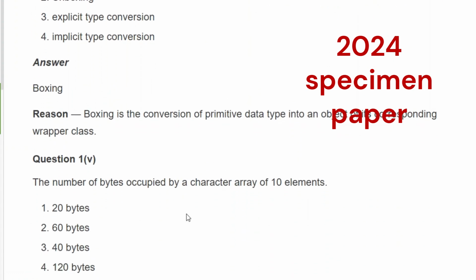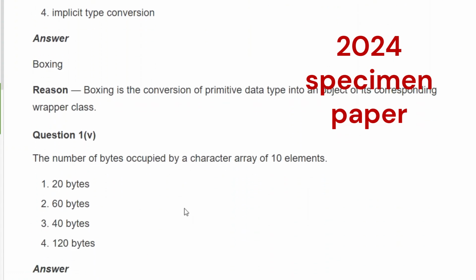The number of bytes occupied by a character array of 10 elements. Character array of 10 elements. A character occupies 2 bytes. Then 10 elements means 2 into 10, that is 20 bytes. This is 20 bytes.